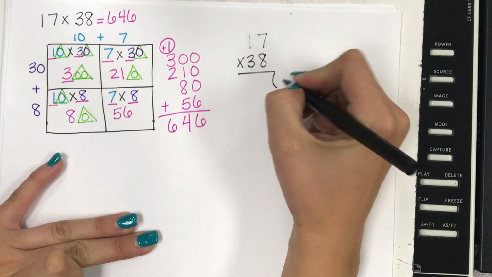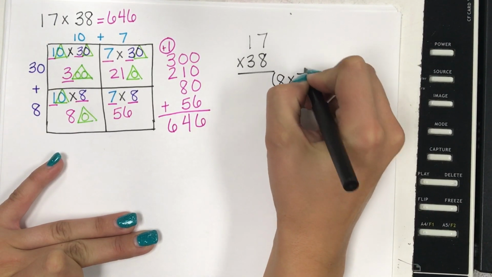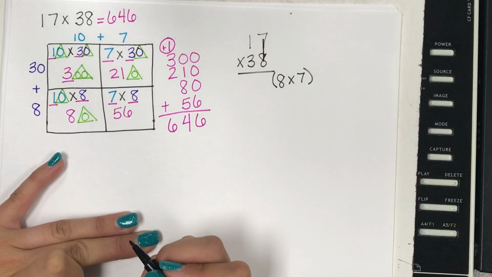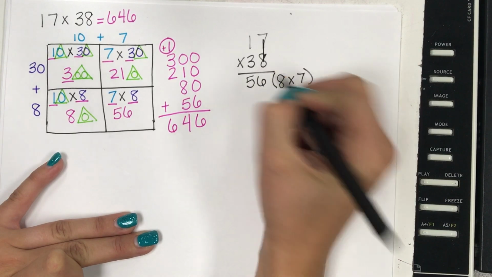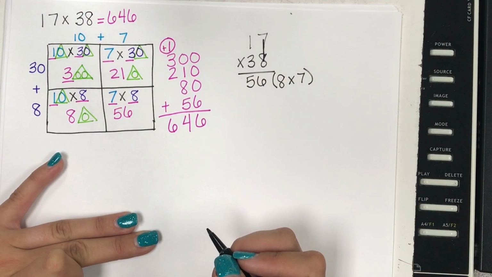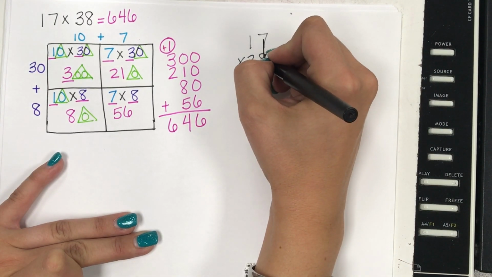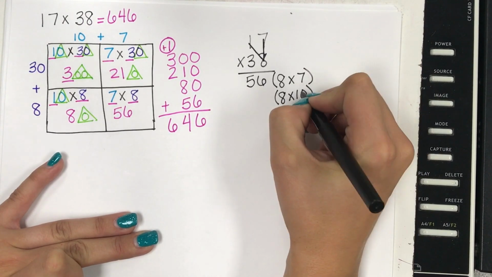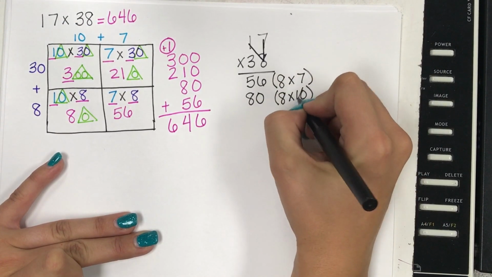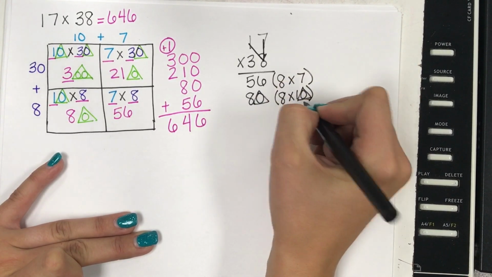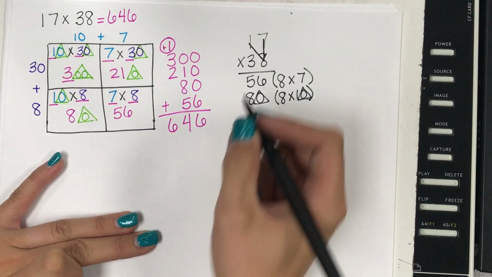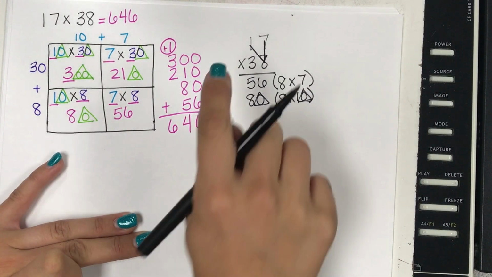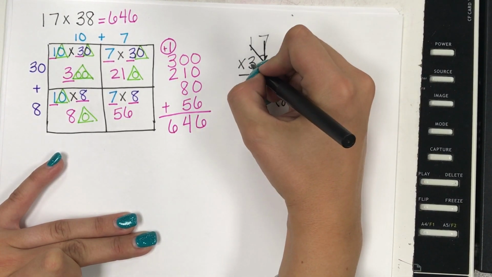The first one that you are going to do is 8 times 7. What is 8 times 7? 56. Then we're going to do 8 times 10. 8 times 10 is 80. You can use your zeros trick. Then 8 times 1 is 8. Now, I've multiplied my 8 by 17. I'm done with that. So now I'm going to move over and I'm going to multiply this 3.